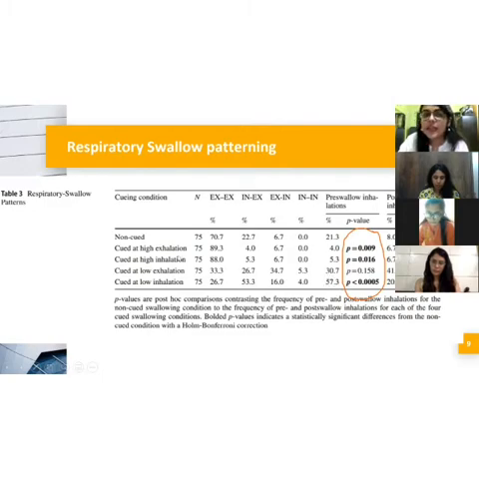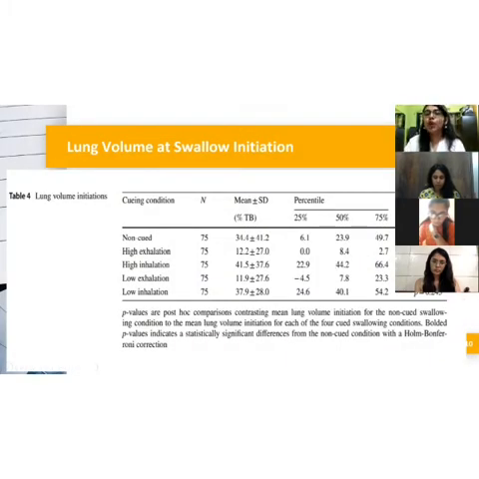That is 57.3. And you can see at high inhalation, it is so low, it's 5.3. In the coming discussion, we will discuss why we found this, but just keep in mind that here it was very high, and at high inhalation, it was low. Next is lung volume at swallow initiation. Here also they found a significant difference between cued and non-cued. When it was cued, during high inhalation, lung volume at initiation was very high, and at low exhalation, it was very low.